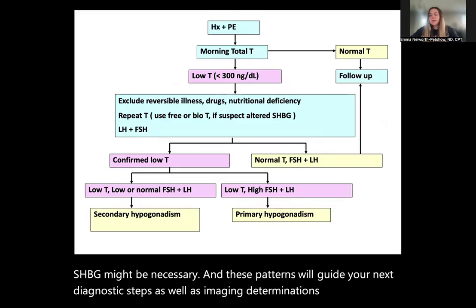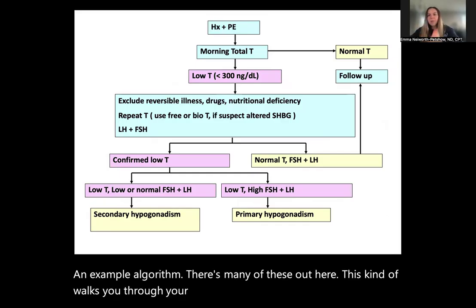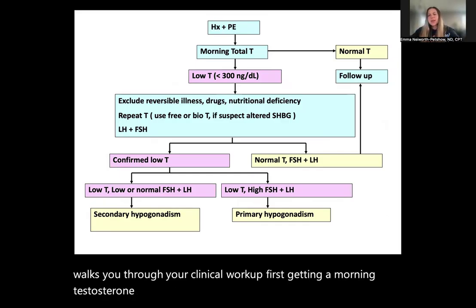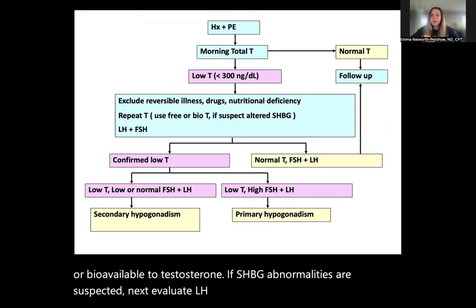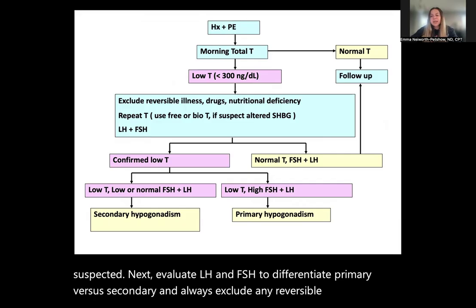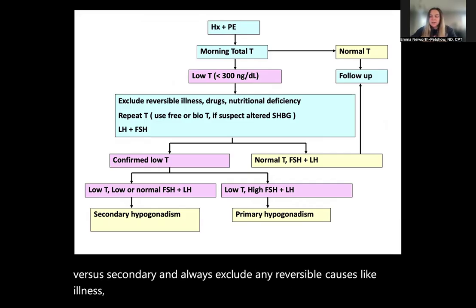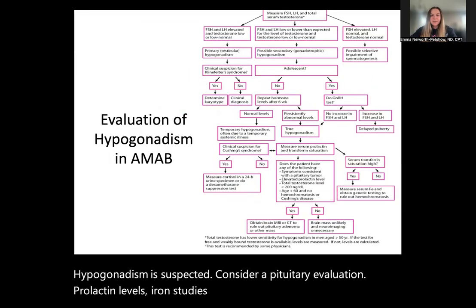And this is looking at an example algorithm. There's many of these out here. This kind of walks you through your clinical workup, first getting a morning testosterone level, total testosterone level. If low, repeat using free or bioavailable testosterone if SHBG abnormalities are suspected. Next, evaluate LH and FSH to differentiate primary versus secondary, and always exclude any reversible causes like illness, medications, nutritional deficits, or even substance use. If secondary hypogonadism is suspected, consider a pituitary evaluation, prolactin levels, iron studies, and even an MRI if indicated.